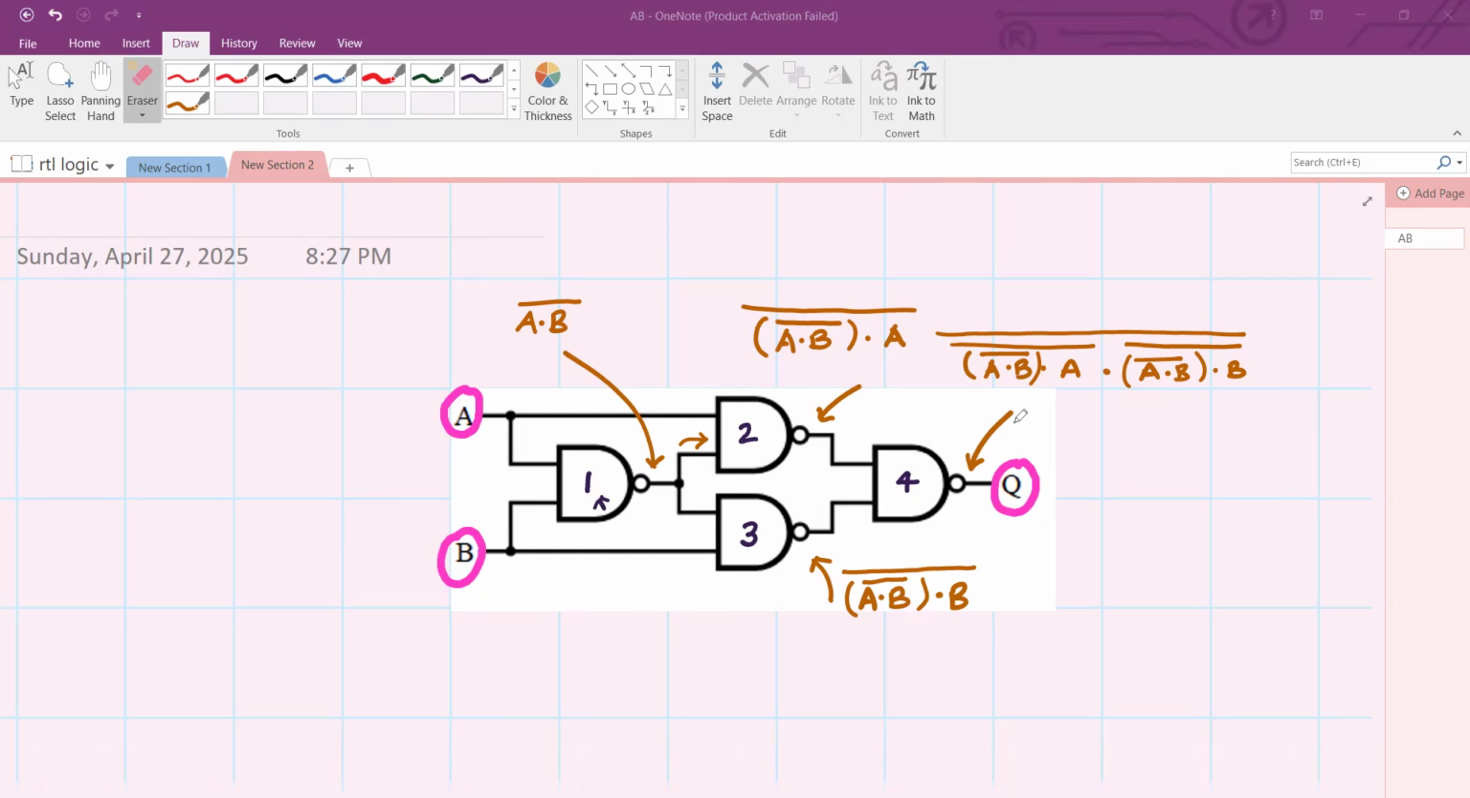Usually it should give you the XOR logic. Actually, the answer is the XOR gate.